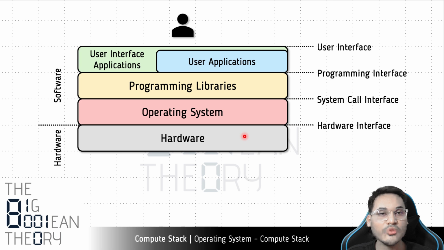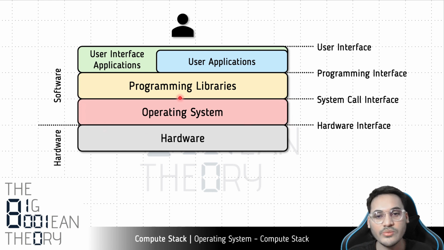This is the compute stack, and at the very bottom you can see the computer hardware, and this is the hardware interface that is exposed to the layers of software above. As you can see, the user applications do not run directly on the hardware interface, the reason being that the hardware interface is too complex to program. So first of all, this interface has to be simplified, and that is why we have some layers of software between the user applications and the hardware. The first layer is the operating system.